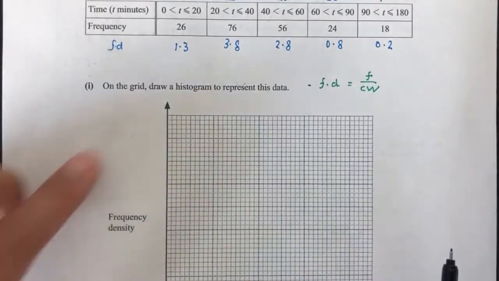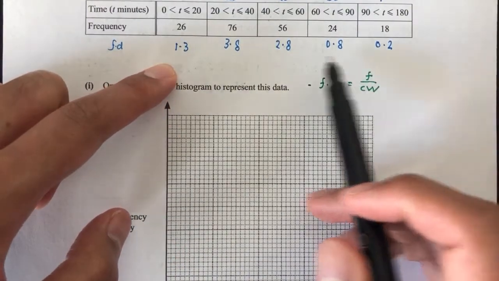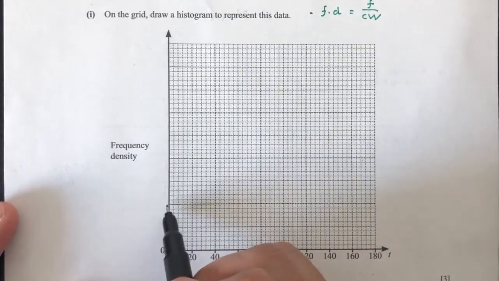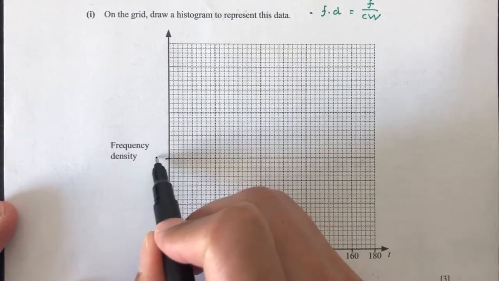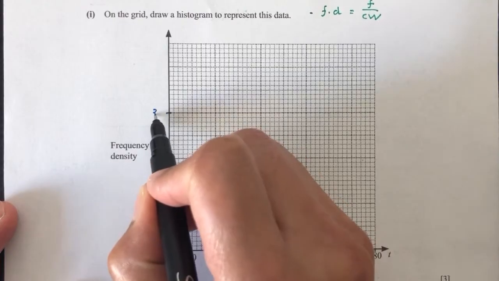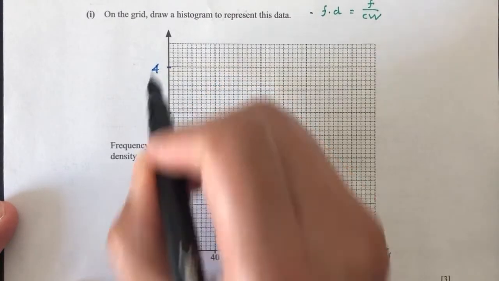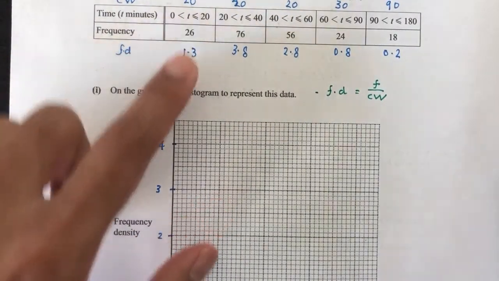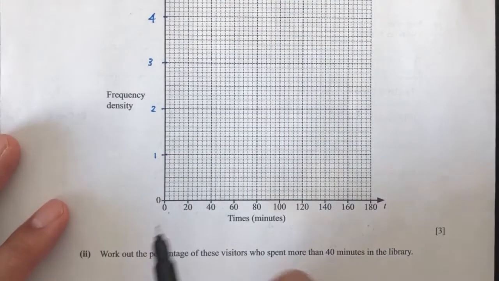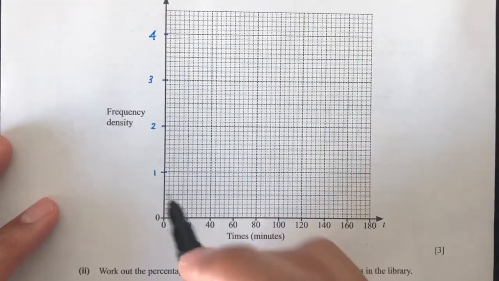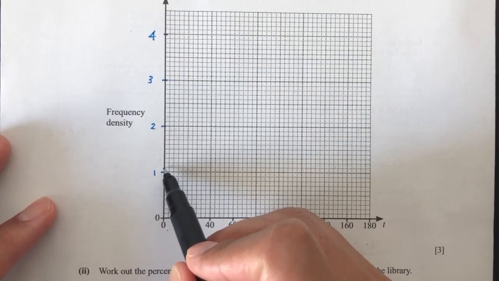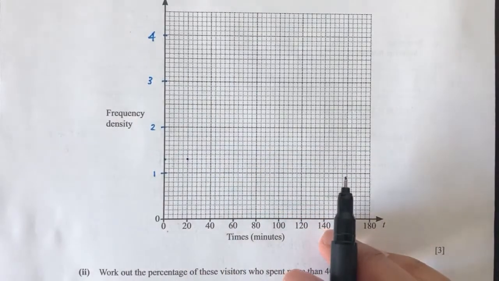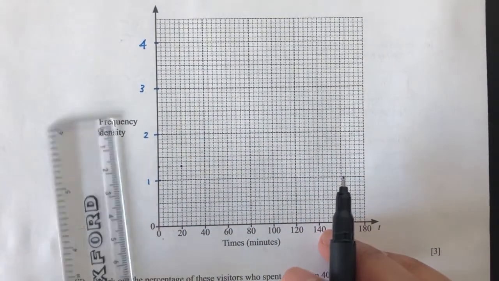Okay, so we have numbers from 1.3 till 3.8. So let's do that here. Let's call this 1, call this 2, call this 3, and call this 4. So for the first class, class 0 to 20, it is 1.3. So this is 1.1, 1.2, 1.3. So let's join those 2 points to find the first bar of the histogram.